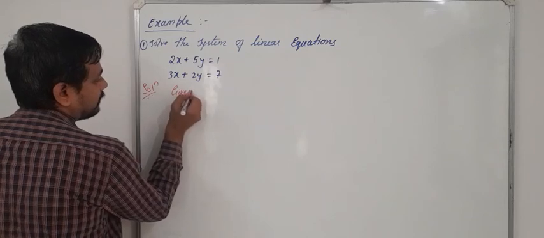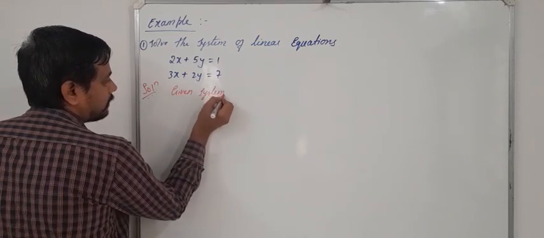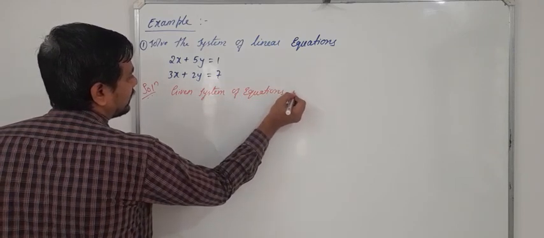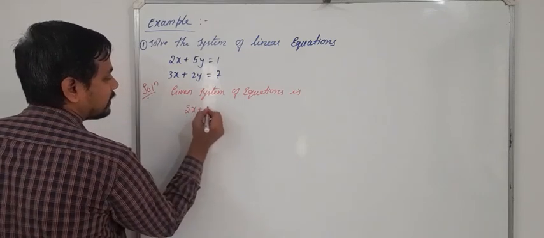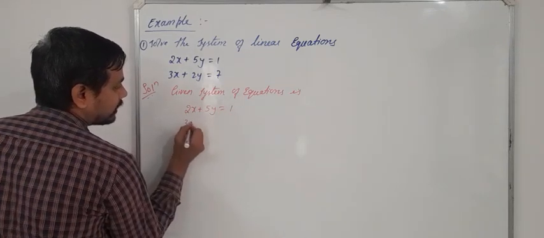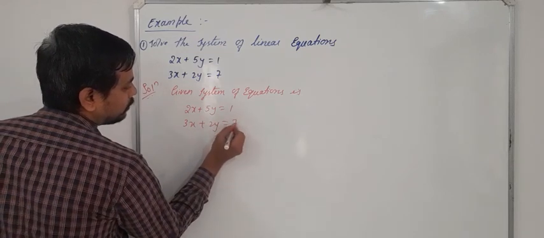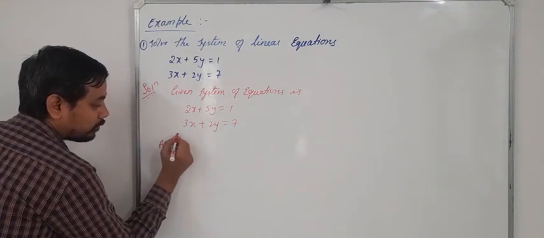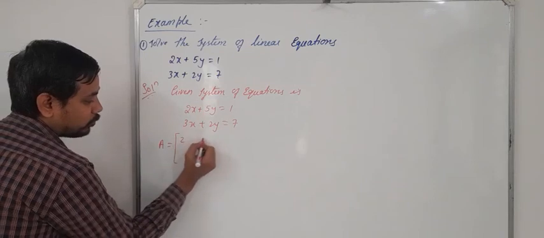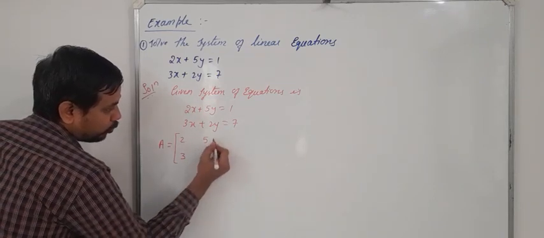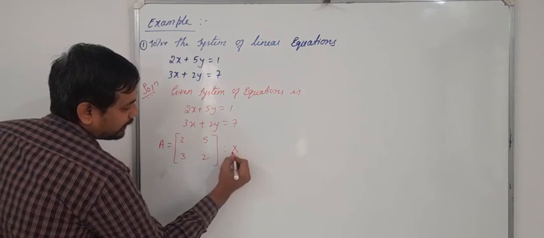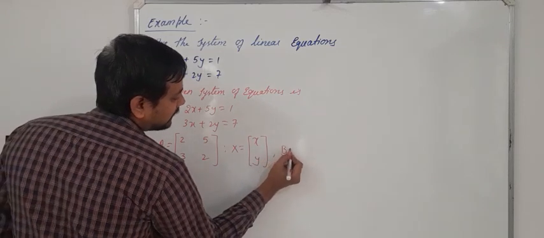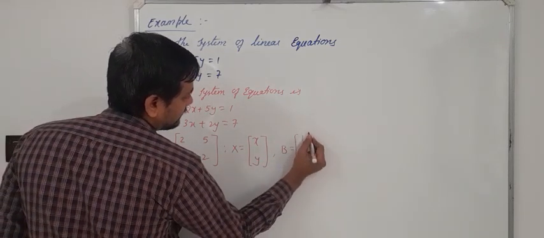What is given? The given system of equations is 2x plus 5y is equal to 1, 3x plus 2y is equal to 7. This is the given system of linear equations. From this I can form A as the coefficients, that is 2, 5, 3, 2. X as x and y, B as 1 and 7, right?